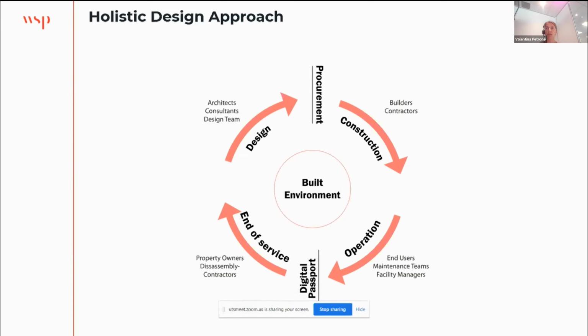And then we look at the opportunities at end of service. It is important to note we are starting to shift from talking about the final phase as the end of use or end of life. It is more like the end of service. So what can we do with those components or assets we do not need anymore as is?